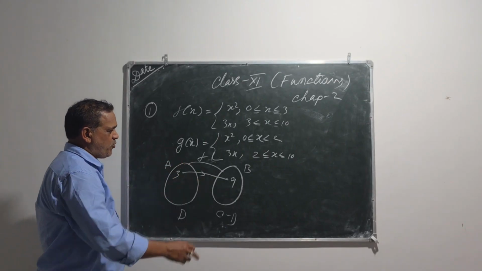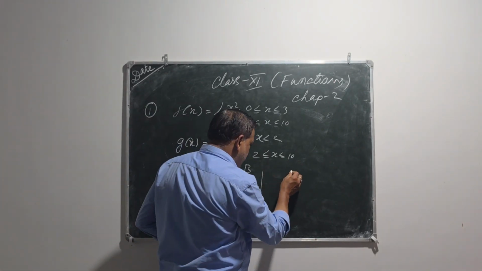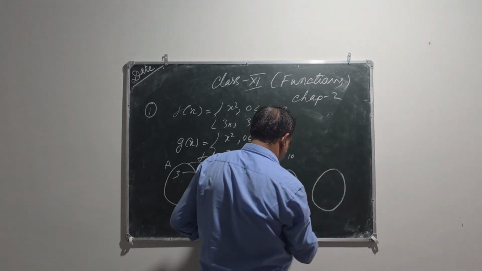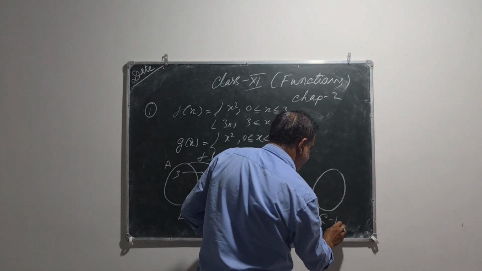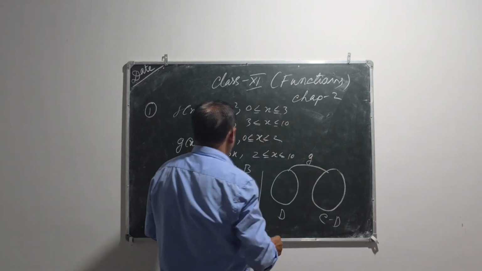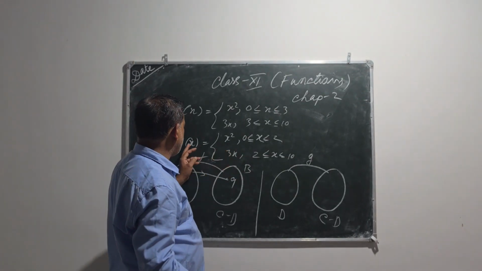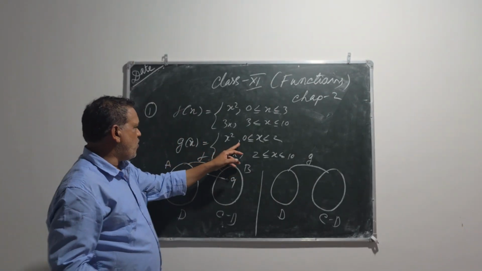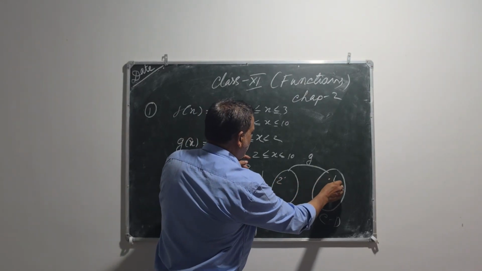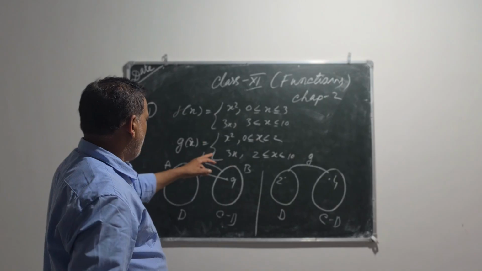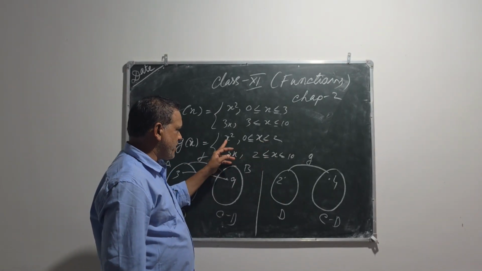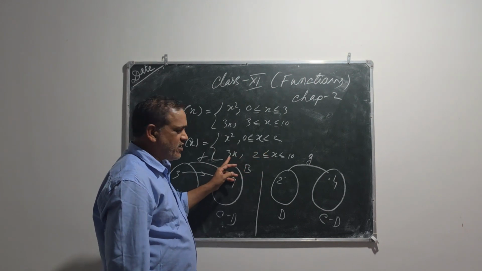But in case of g, say one set A is the domain and the next one is the codomain. Here g is another function. If we want to substitute 2 here for the g of x, for 2 it will be 2 square, which is 4. 4 will be here. And whenever x is 2, it will satisfy this one, as well as it will satisfy the second condition 3x.